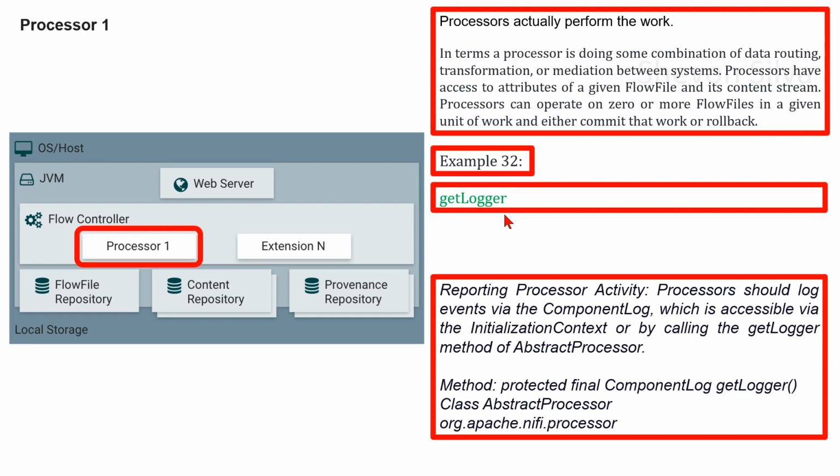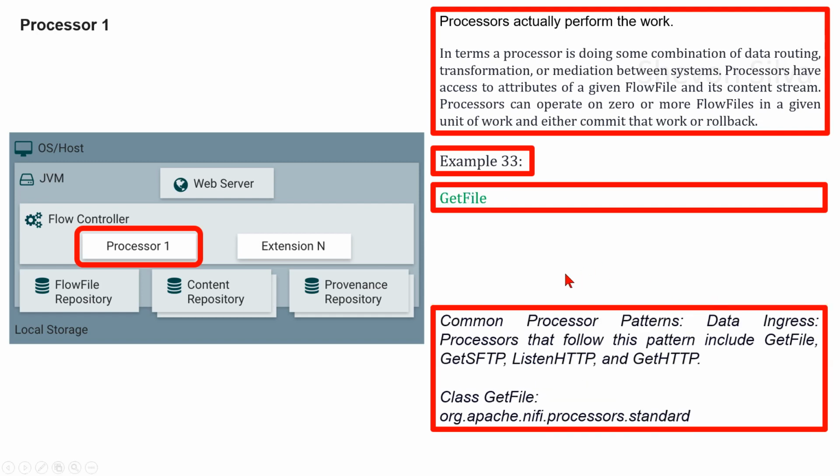Processors are responsible for reporting their activity so that users are able to understand what happens to their data. Processors should log events via the component log, which is accessible via the initialization context or by calling the getLogger method of AbstractProcessor. Additionally, processors should use a ProvenanceReporter interface obtained via the ProcessSession's getProvenanceReporter method. Now we are considering data ingress in common processor patterns.